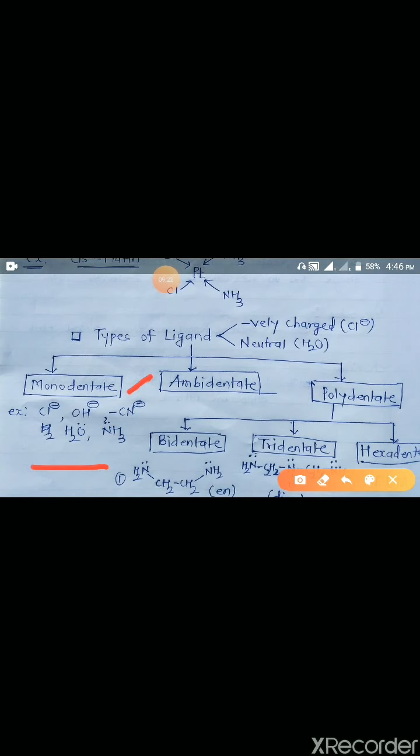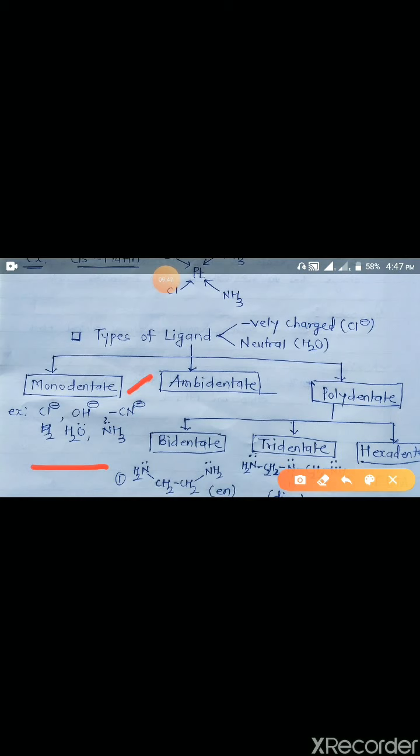Here you can see Cl minus, it has only one negative charge, one donor atom, that is Cl. Hydroxide ion, negative charge is 1. Cyanide ion, only 1, that is it is monodentate. Water, only one donor atom, which is oxygen. Ammonia, only one donor atom, which is nitrogen.